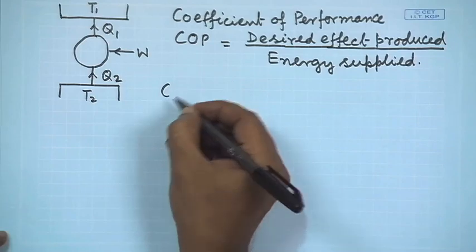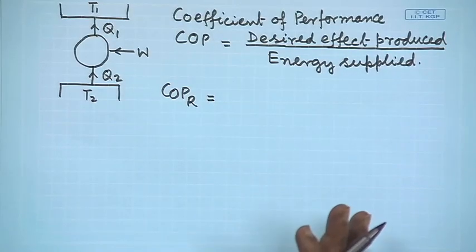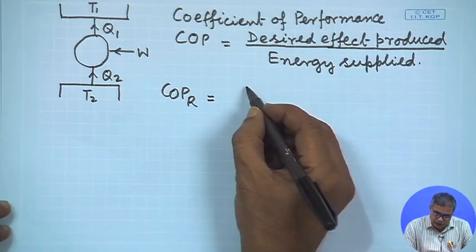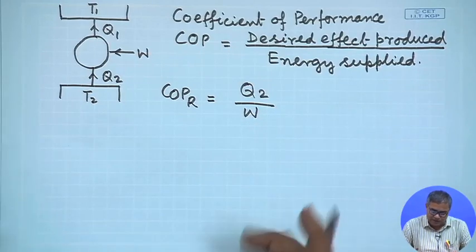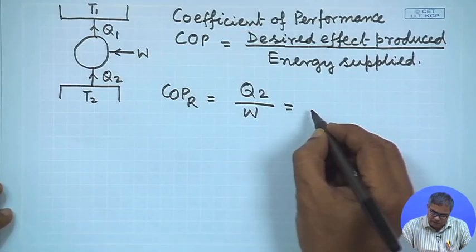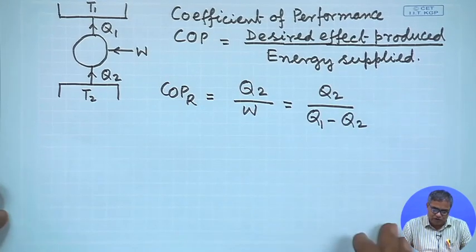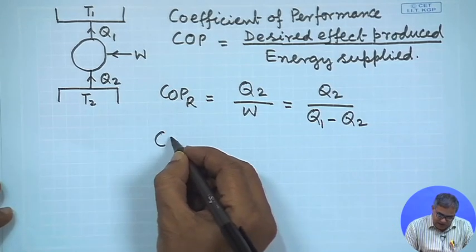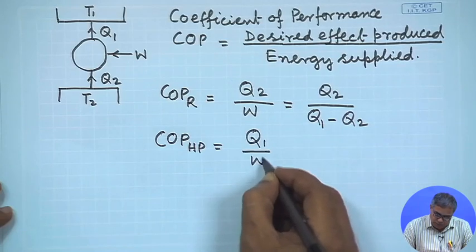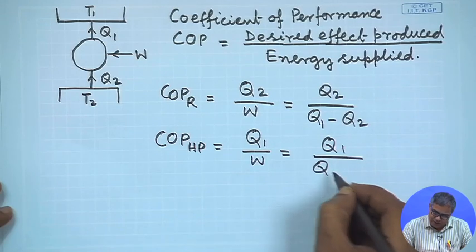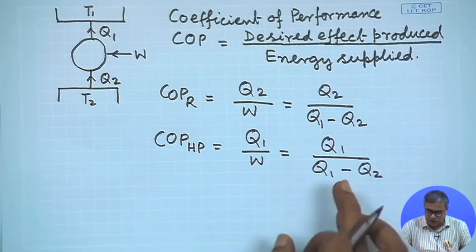Now, if we are thinking of a refrigerator, the COP of a refrigerator, then our focus is the amount of heat we are extracting from the low temperature body. So, this will be Q2, that is the desired effect, and W is the energy which we pay for and supply to run this device. So, it is Q2 by W, and from the first law we can write W as Q1 minus Q2. So, this will be the COP of a refrigerator. In similar fashion, we can get the COP of a heat pump. That will be Q1 by W, which is equal to Q1 divided by Q1 minus Q2.